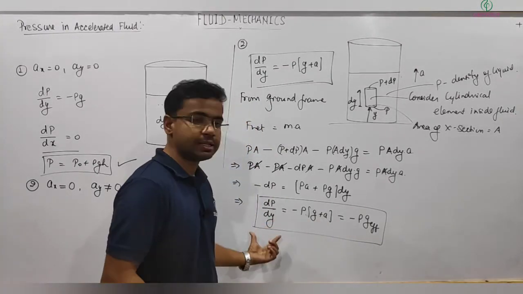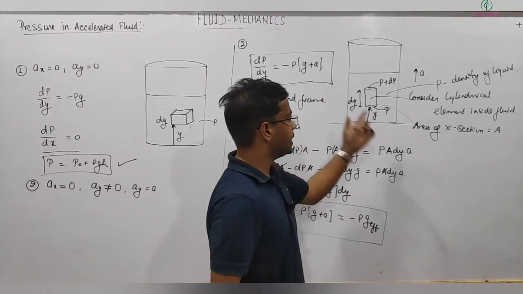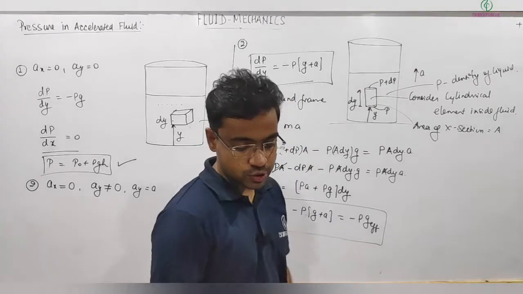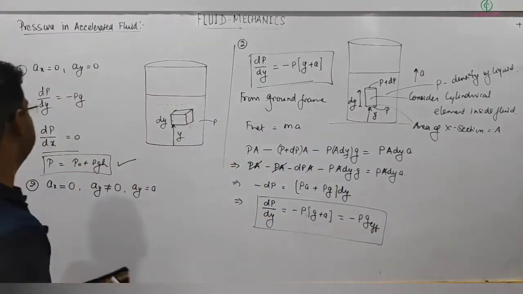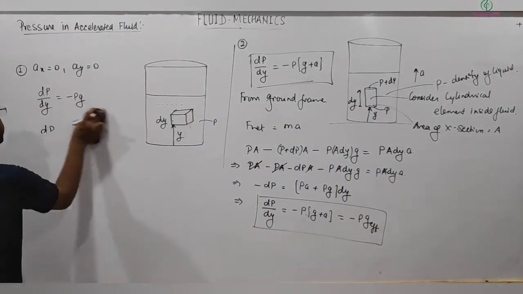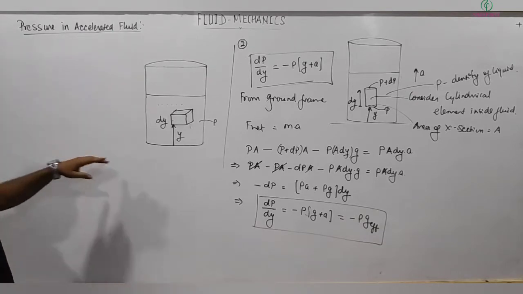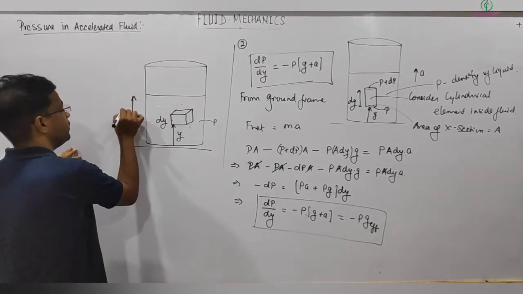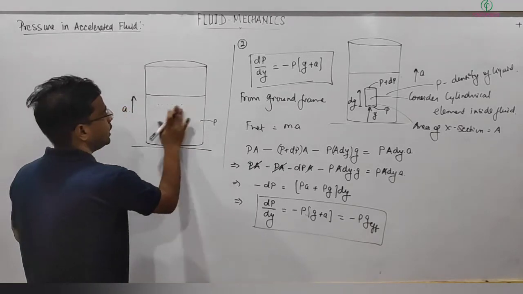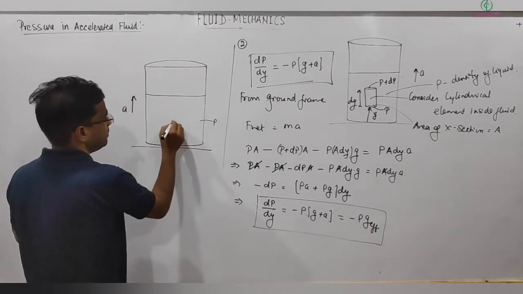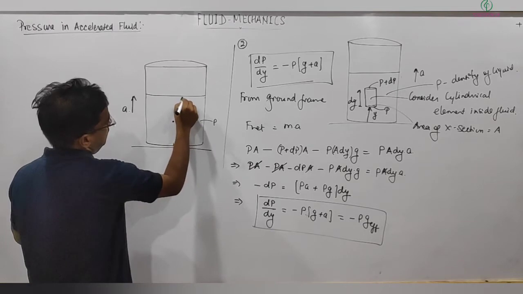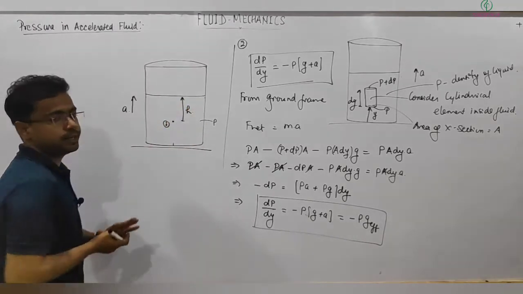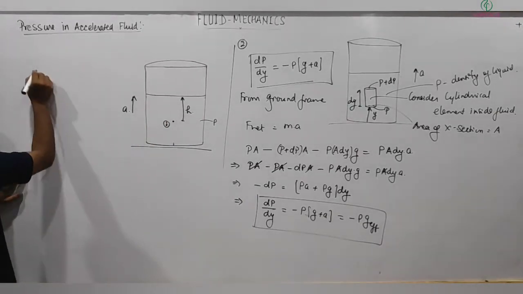And this is the pressure. Now, if you are asked in this container to find the pressure at a depth, let me just erase this part. Just consider this is the same system, accelerating upward with acceleration A, and now you are asked to find the pressure. Let's say this is point 1 at depth h. This is accelerating. So what is the pressure at point 1?